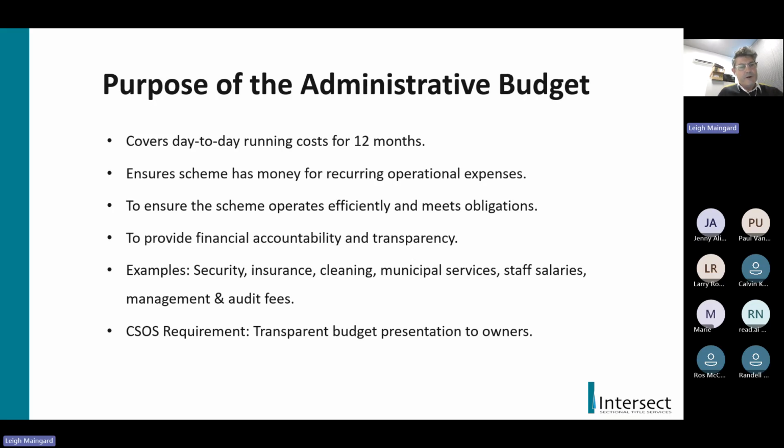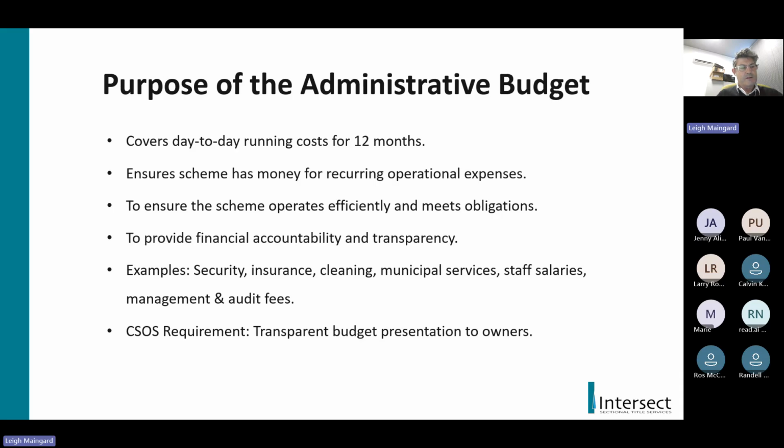Examples of admin budget expenses: security, insurance, cleaning, municipal services, staff salaries, management and audit fees are just a few to mention. The main one there that's not mentioned is obviously maintenance. And the difference obviously between the maintenance reserve plan versus the admin budget is the capital expenditure and the size of the expenditure that's anticipated there.